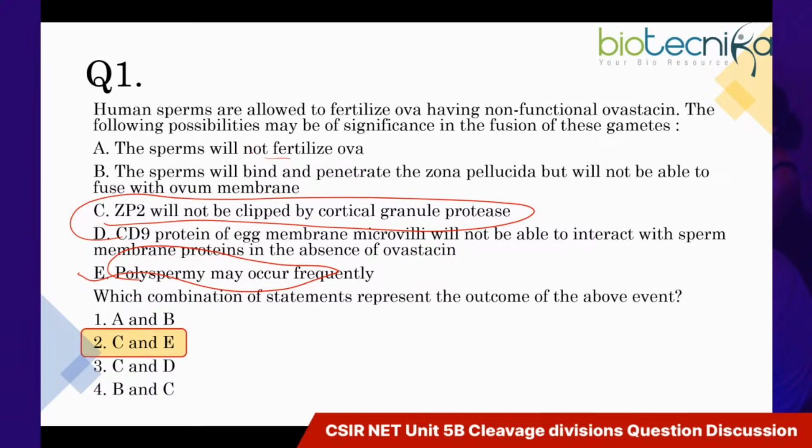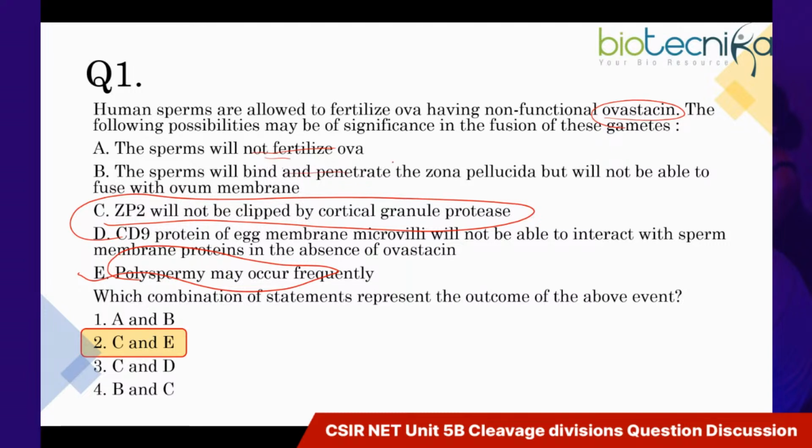The sperms will not fertilize over. Why not? If ZP1, ZP2, and ZP3 are intact, there is no reason that sperms cannot fertilize. Sperms will fertilize, okay? Because you don't have the blocker. If the blocker is not there, then definitely all the fertilization processes will take place.